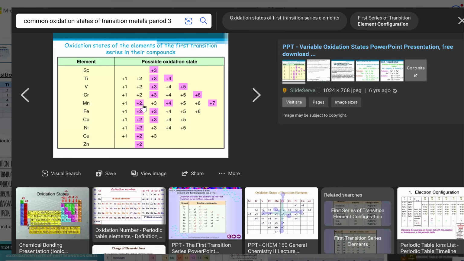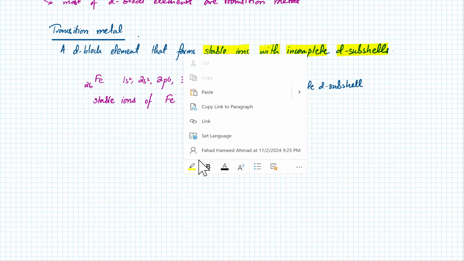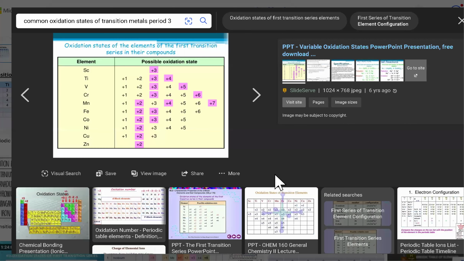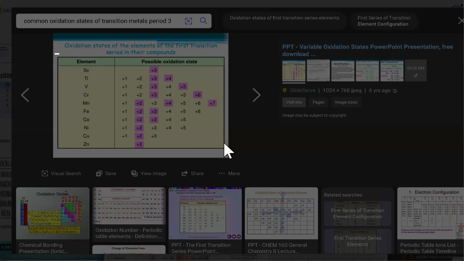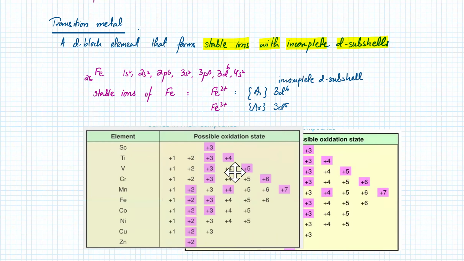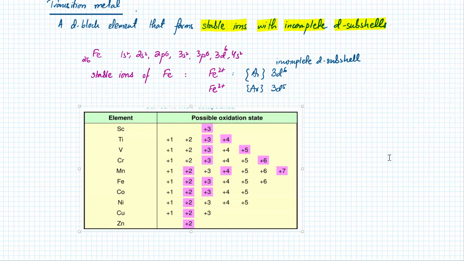Iron is. Yeah, this one is the better one, because it also tells you the most probable oxidation state. So the highlighted ones are the most probable oxidation states. Scandium is +3. Titanium could be +3, +4. Vanadium, iron is +2, +3. Manganese is +2, +4, +7. So you need to have some idea about what the common oxidation states are.